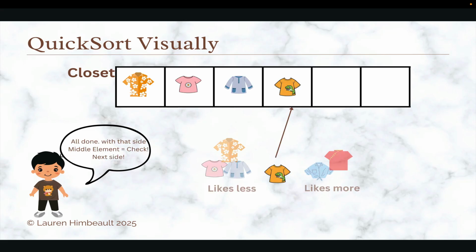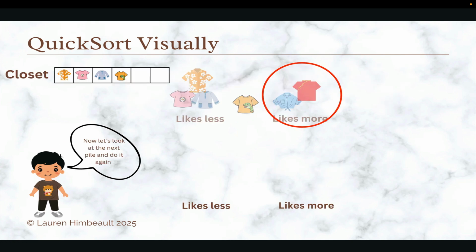Once we've completely finished everything on that side, we can now go and insert the anchor shirt from the previous stage. In this case, that was our dinosaur shirt, because I've now finished processing everything I liked less than my dinosaur. So now my dinosaur shirt can go in, and I can go ahead and process my likes more side based on that dinosaur shirt.